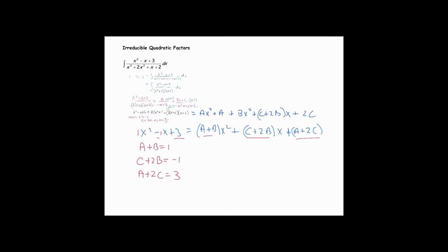Now we already know what a is, so that'll help us find b, because a was 9/5. So 9/5 plus b equals 1. That must mean that b is negative 4/5. And then we can find c just using the bottom equation. We already know a is 9/5, so 9/5 plus 2c equals 3. That's 15/5 is what 3 is, minus 9/5, you get 6/5, divided by 2 is 3/5. So c is 3/5.